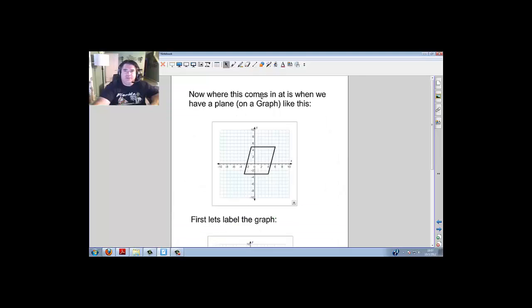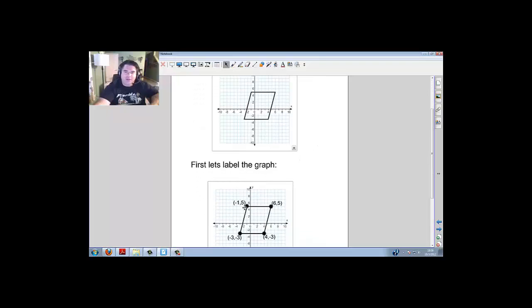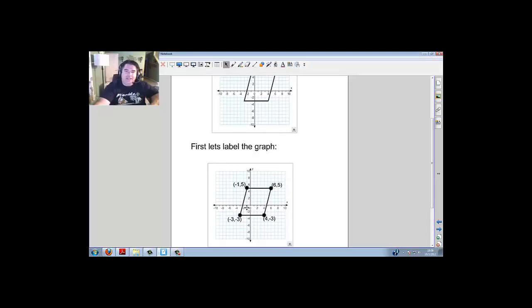Now, where this comes in is when we have a plane on a graph like this. So take this figure here. First, I'm going to label the graph. So I'm going to hit all the corners. This guy is negative 1, positive 5. This one's positive 6, positive 5. Negative 3, negative 3. And 4, negative 3.